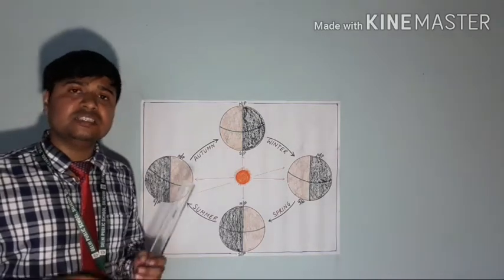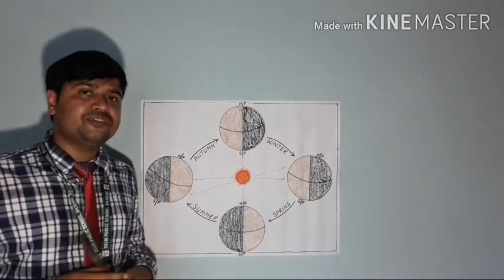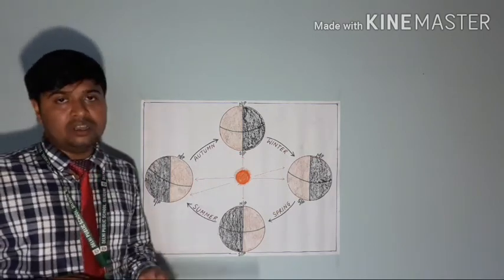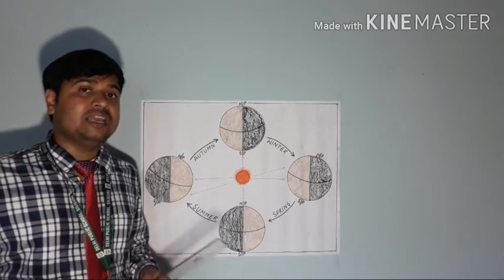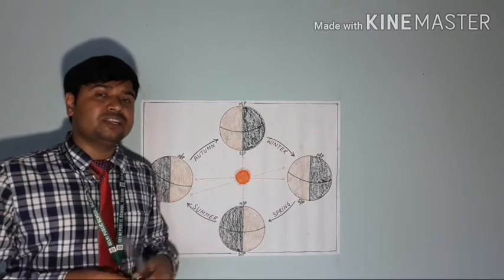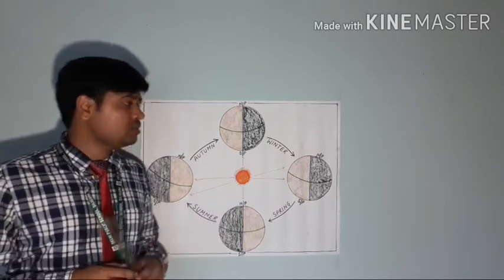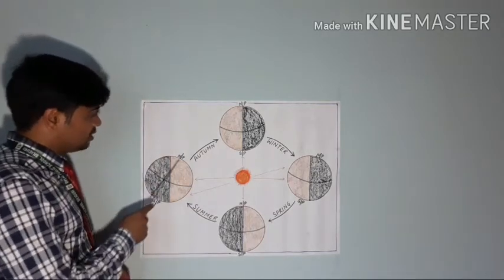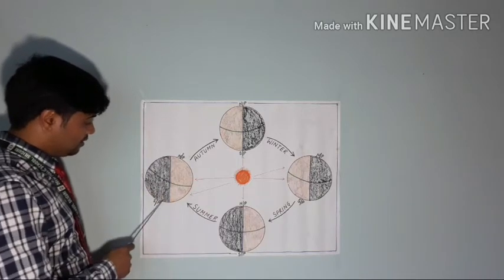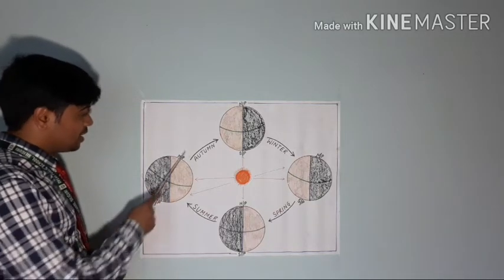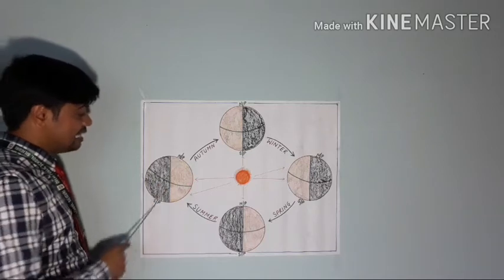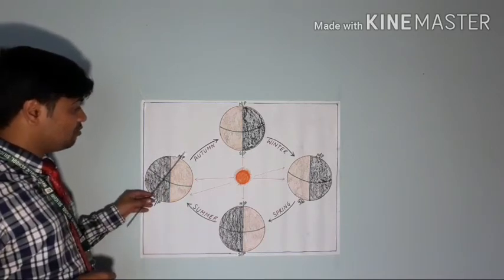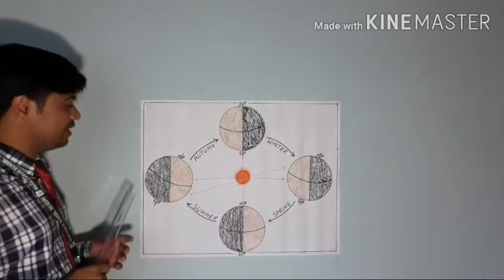Now, the question is, why do we have different types of season, or why is it summer in the month of June and July, and why is it winter during December, January? So, as you can see here in this diagram, this is North Pole and this is South Pole, and this is the imaginary axis of our planet Earth, which is tilted at an angle of 23 and a half degrees.